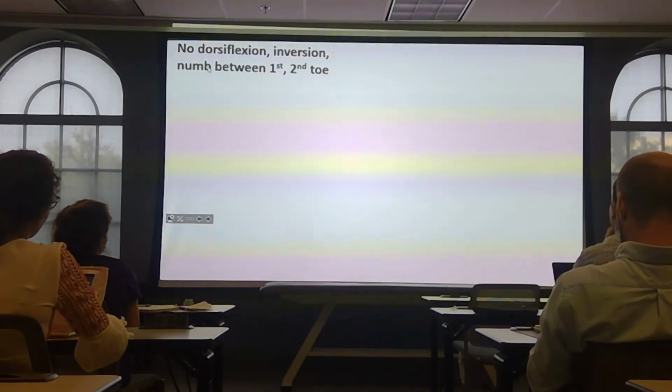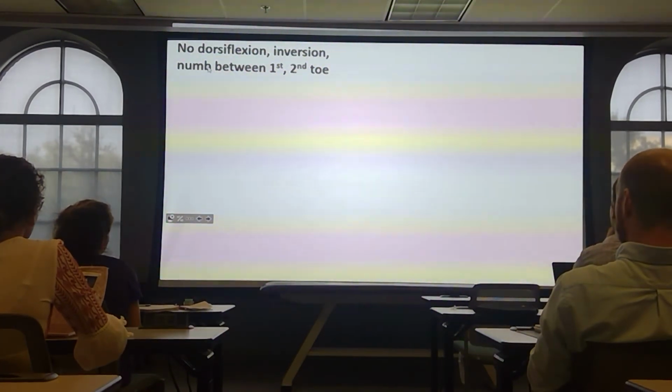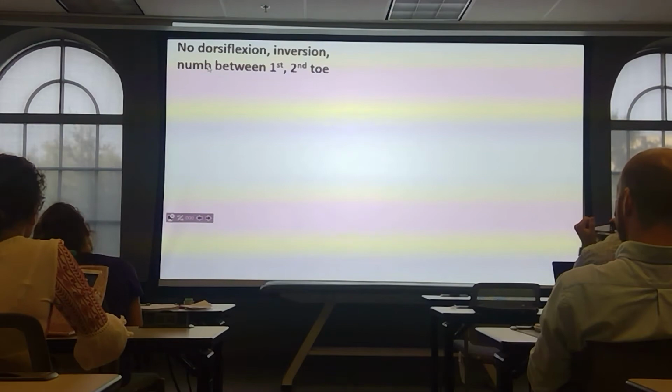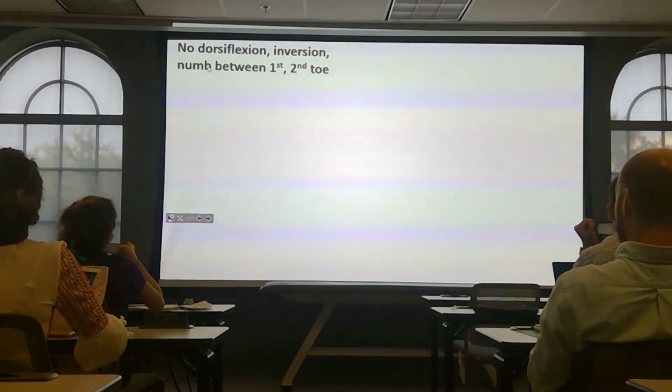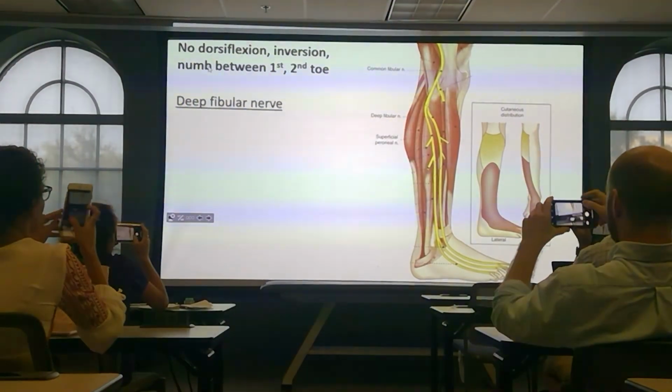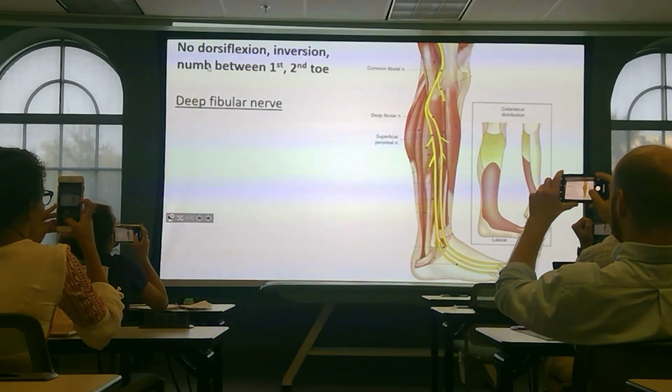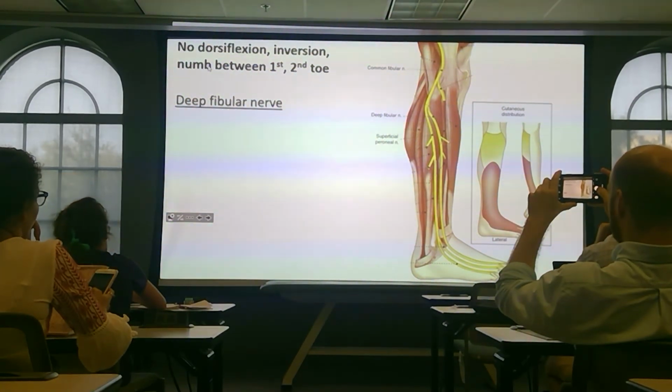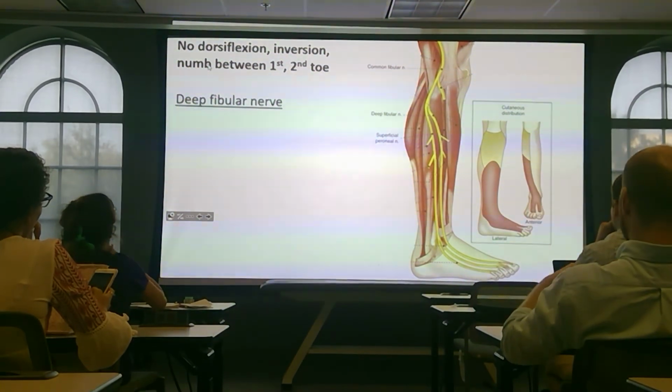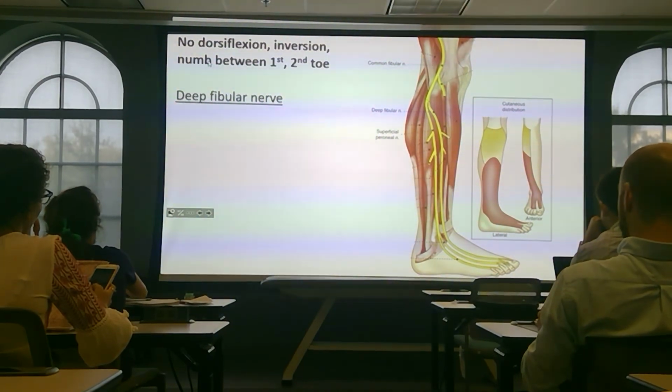No dorsiflexion, no inversion, and numb between the first and second toe. Which nerve was injured? Got it, the deep fibular nerve, yep. Because remember, it supplies sensation in between the first and second toe. It's responsible for all of your dorsiflexion and your foot inversion. Okay.